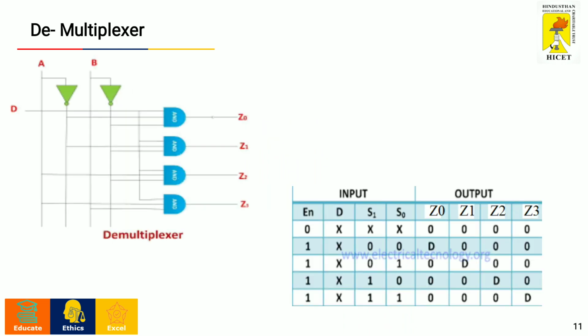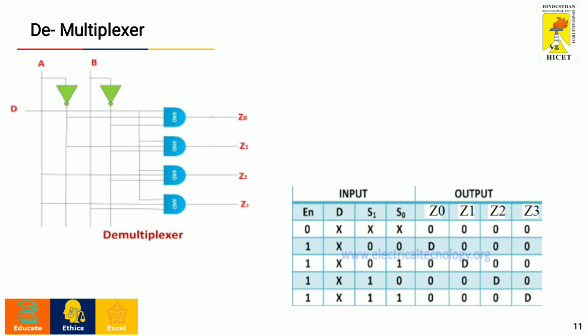In the truth table of the demultiplexer, I have the enable line, the data input and the selection lines S0, S1. For the output, I have 4 output lines Z0, Z1, Z2 and Z3. If I enable the line by setting it to 1, then the data available at the input will be sent to any one of the outputs based on the selection lines S0 and S1.